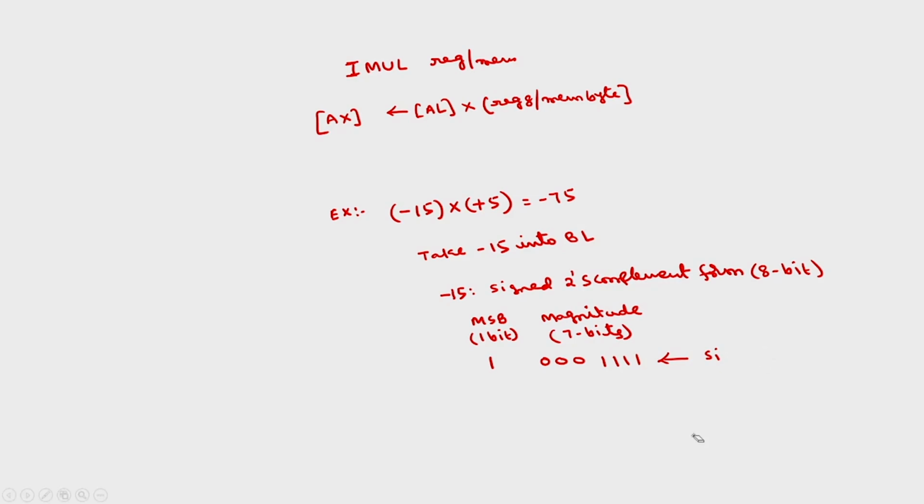So, this is called signed magnitude representation. There are 3 ways to represent signed numbers, but in microprocessors we will use signed 2's complement representation. Whereas in signed 1's, the MSB is 1 because of the negative number, and you take the 1's complement of the magnitude, which is 1 1 1 0 0 0 0.